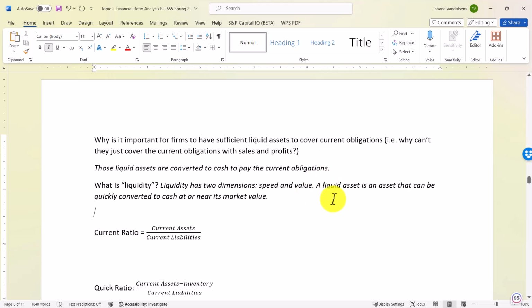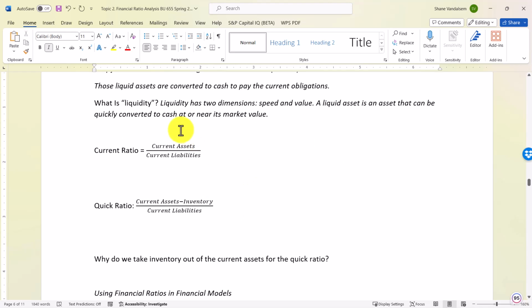So we have two different ratios here that we look at for liquidity generally. The current ratio, which is current assets divided by current liabilities, and the quick ratio, which is current assets minus inventory, and I'm going to explain this, divided by current liabilities. So when we think of current assets, we're generally thinking about cash, accounts receivable, and inventory.